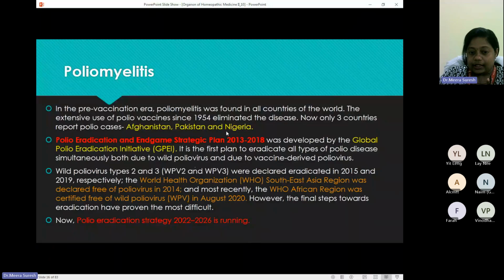But then we see that cases are seen also in Nigeria. We'll go to why it is happening, because everything is connected with this sentence. It is the first plan to terminate wild poliovirus and vaccine-derived poliovirus. We need to explain that. We'll see that. So anyway, after this 2013 to 2018 program, now the polio eradication strategy 2022 to 2026 is running, and that's also done by the GPEI.